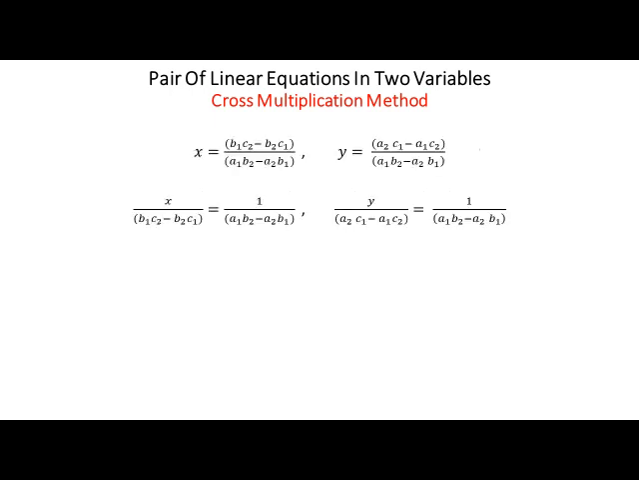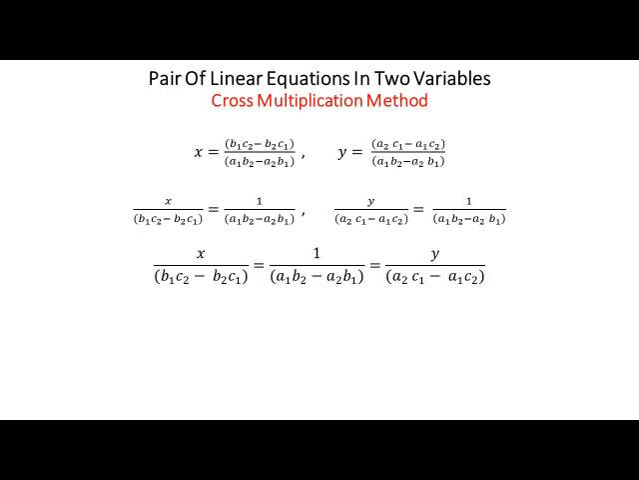Now here we have the solutions for both x and y, and if you look carefully, both the solutions have the same denominator. The values of x and y both have the same denominator, which on further solving gives the result x upon b1 c2 minus b2 c1 is equal to 1 upon a1 b2 minus a2 b1, and on solving the other solution we get y upon a2 c1 minus a1 c2 is equal to 1 upon a1 b2 minus a2 b1.